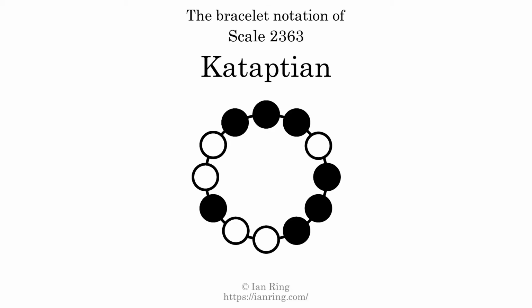This is a bracelet notation diagram of scale 2363. The shaded circles represent tones that appear in the scale, and they are read clockwise, starting at the top.